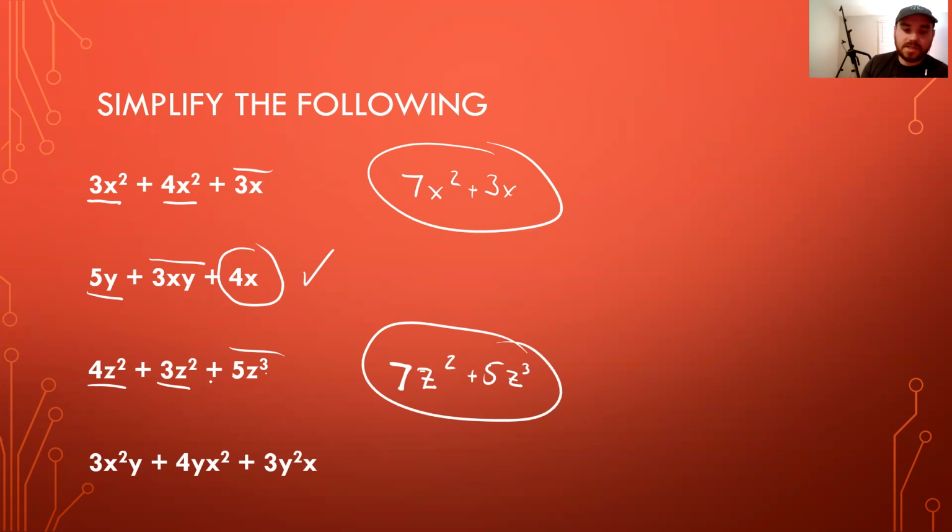The last one's a little tricky as well. We have 3x squared y plus 4yx squared plus 3y squared x. So this one has an x squared y. This one has an x squared and a y. This one has a y squared and an x, so it's different. You can't combine that one. So again, we'll have 7x squared y. Order doesn't matter here. You could write yx squared, up to you, plus 3y squared x.